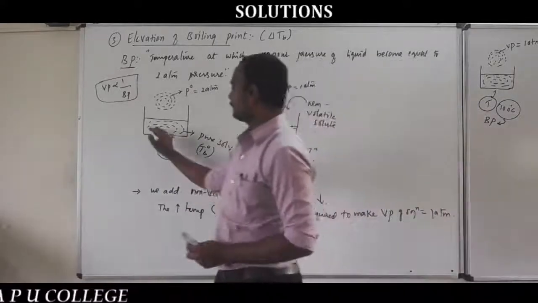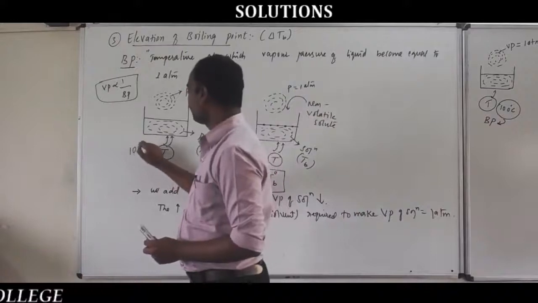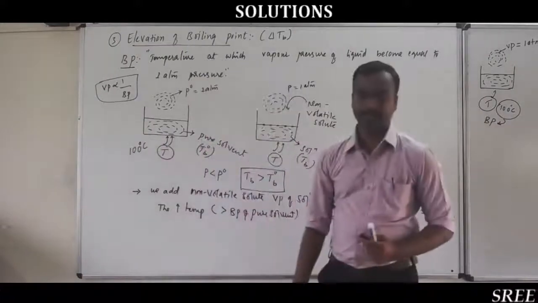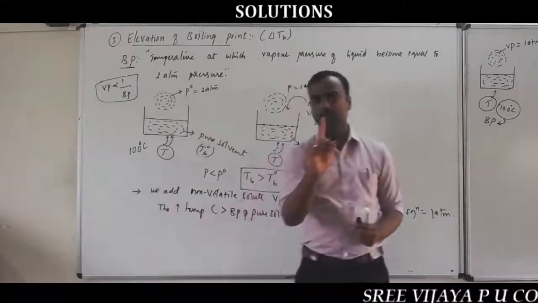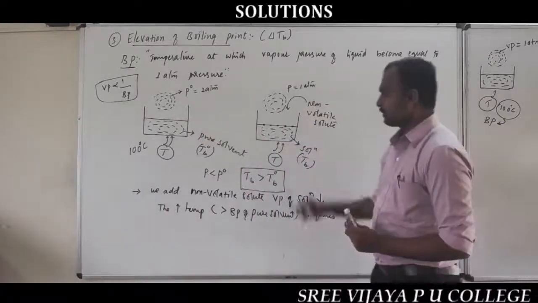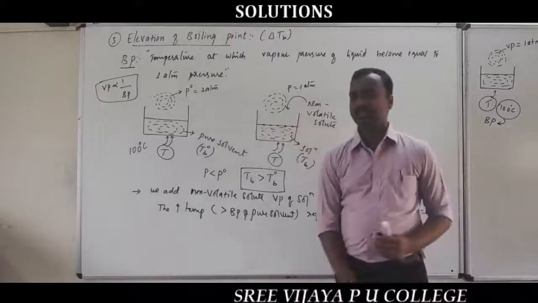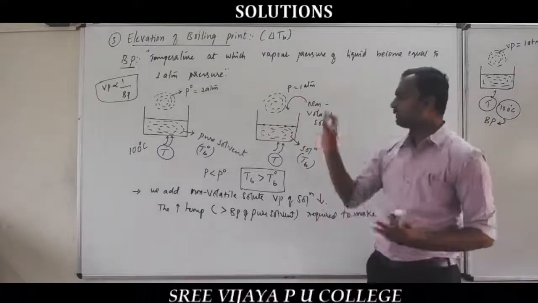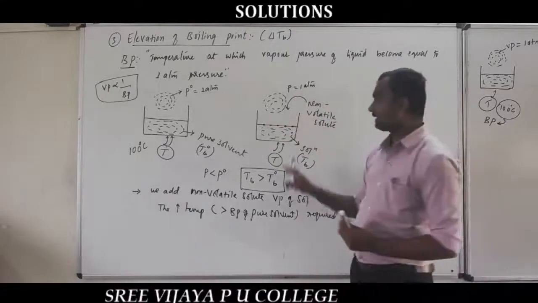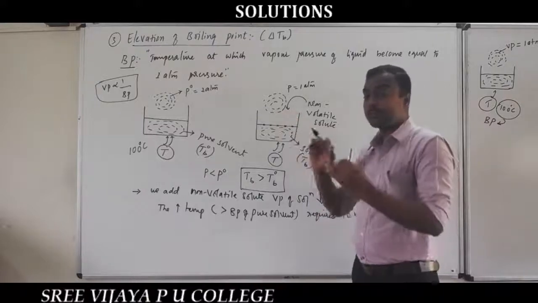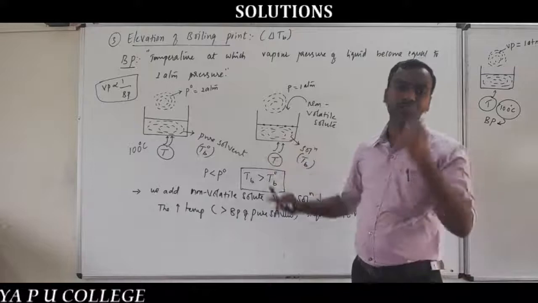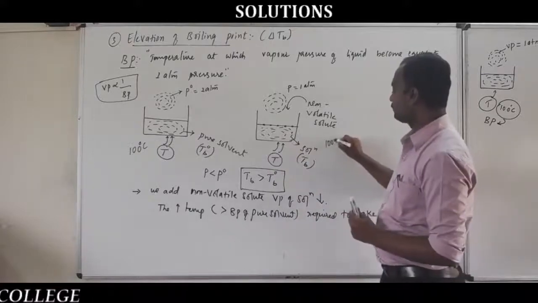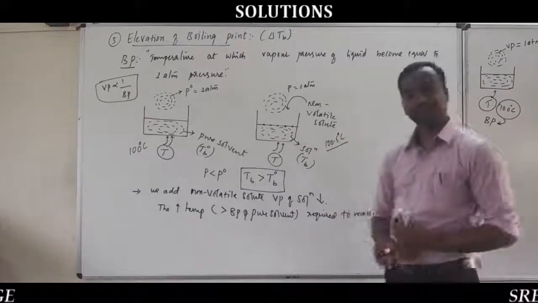Let me take an illustration. Let us take water. What is the boiling point of water? Let us take 100 degrees Celsius. At 100 degrees Celsius its vapor pressure is equal to 1 atmospheric pressure. Now I add a non-volatile solute, say something x, to the same water. Then the vapor pressure decreases, therefore the boiling point must rise. Let me take in this solution, water boils at about 100.5 degrees Celsius.